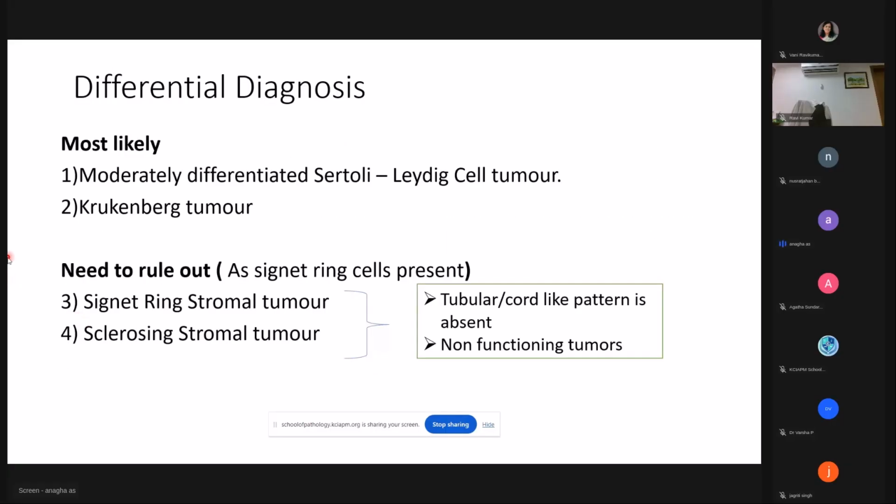So with the history and microscopy, my most likely diagnosis would be a moderately differentiated Sertoli-Leydig cell tumor and a Krukenberg tumor. Here, we need to rule out signet ring stromal tumor and sclerosing stromal tumor, as signet ring cells are present. In both these cases, a tubular or cord-like pattern will be absent and they are non-functioning tumors.